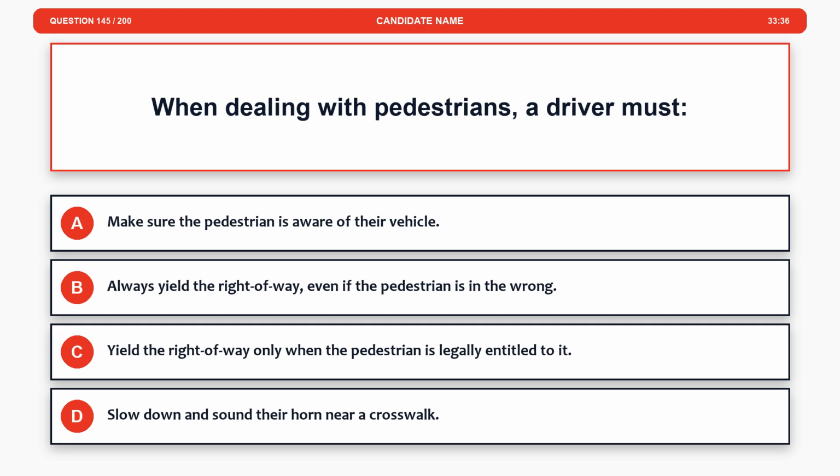Question 145. When dealing with pedestrians, a driver must: Option A, make sure the pedestrian is aware of their vehicle. Option B, always yield the right of way even if the pedestrian is in the wrong. Option C, yield the right of way only when the pedestrian is legally entitled to it. Option D, slow down and sound their horn near a crosswalk.